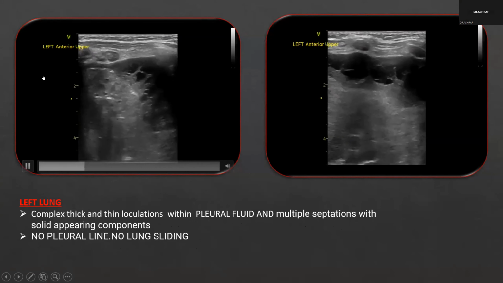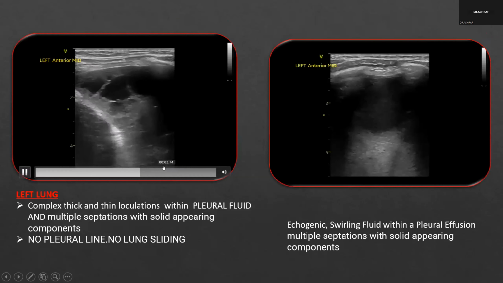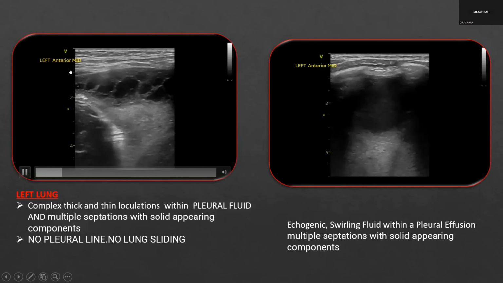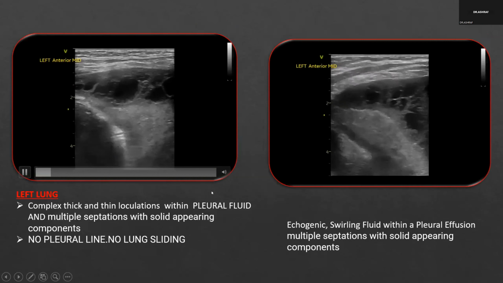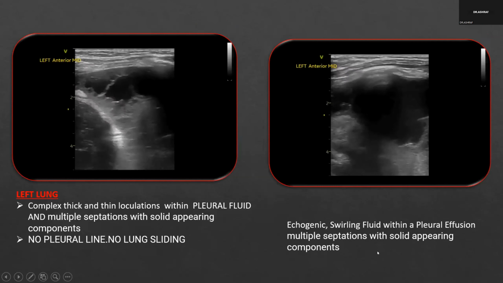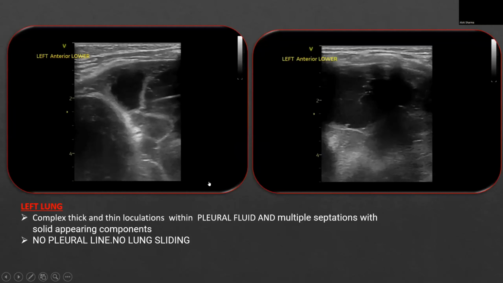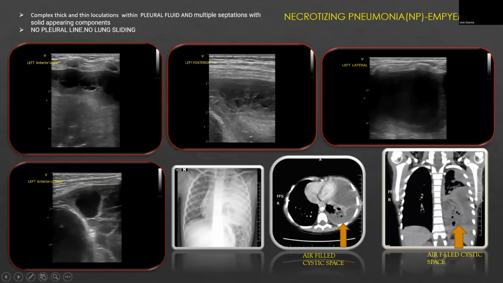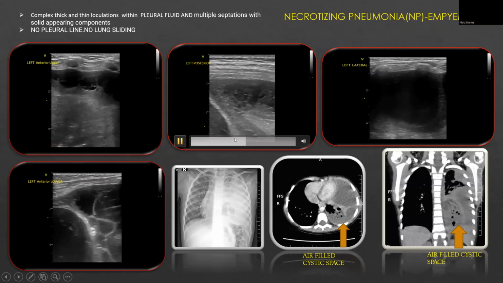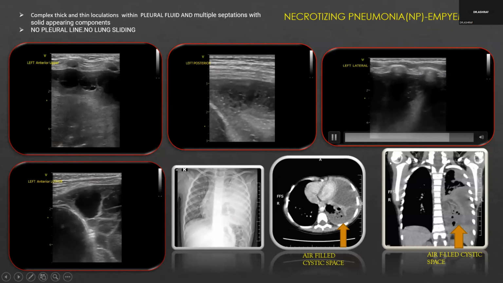No pleural line, no lung sliding. The same in the whole lung, like the anterior mid. There's fluid septation with solid component. Beautiful septation there. This is very hard, this is complex, and this is a very solid area. And the septation.